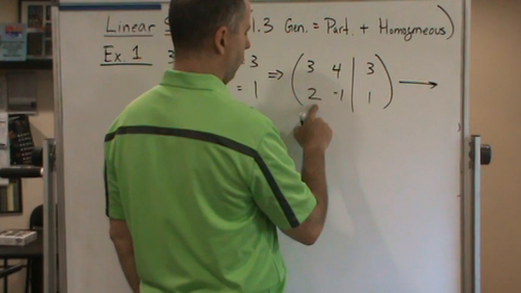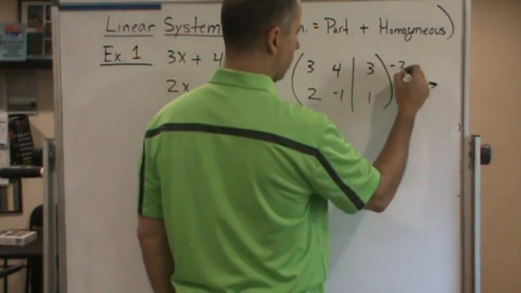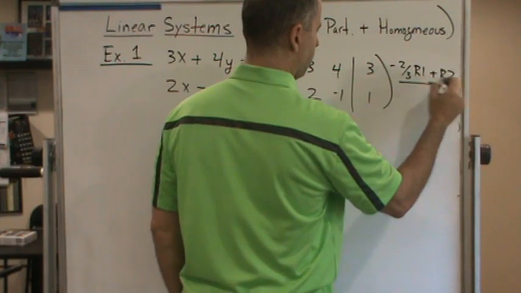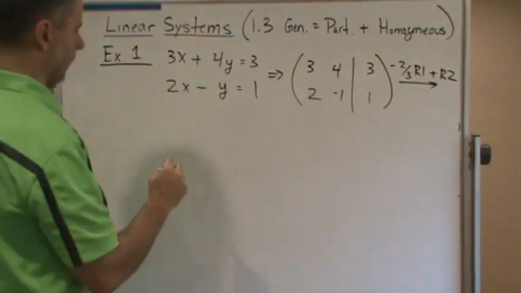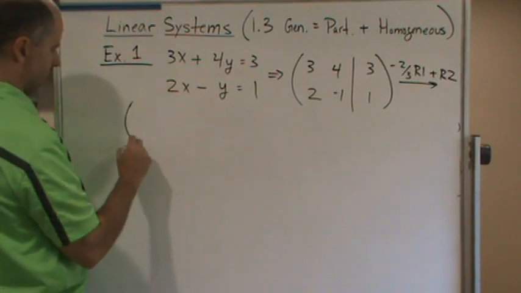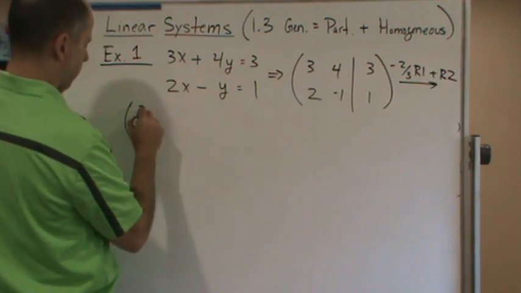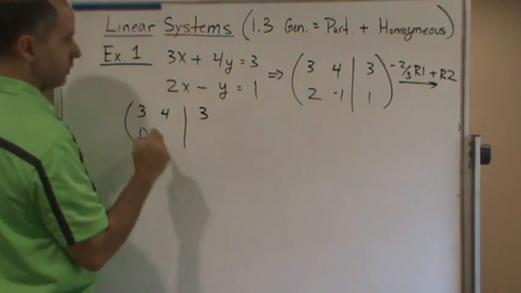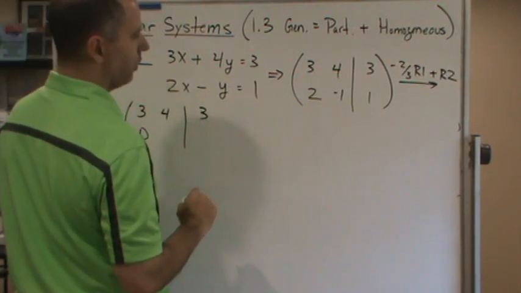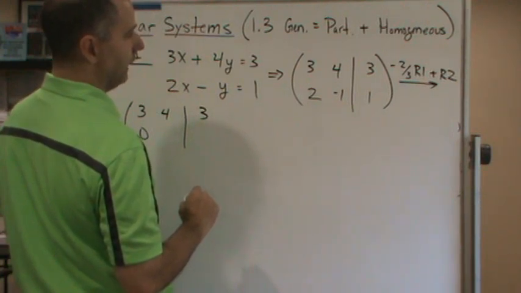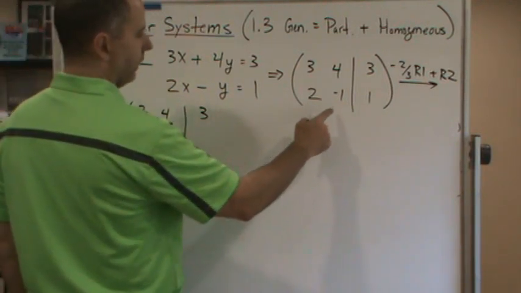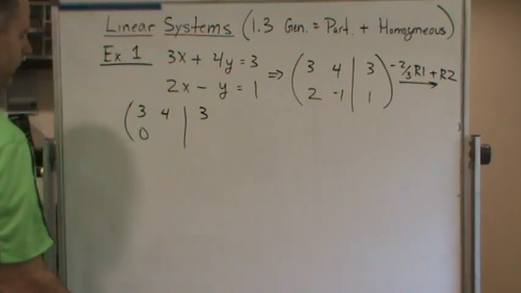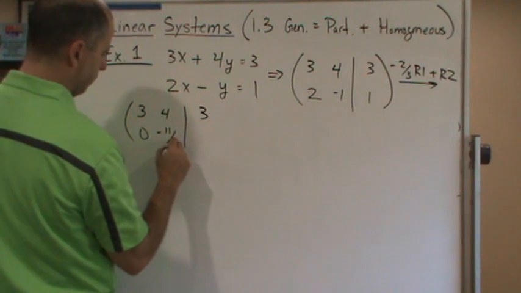Right, so we're going to do -2/3 R1 plus R2. And so that gives us what? It gives us the matrix 3, 4, 3, 0, -2/3, so that'd be -8/3. -8/3 minus 1, which would be -11/3, right?